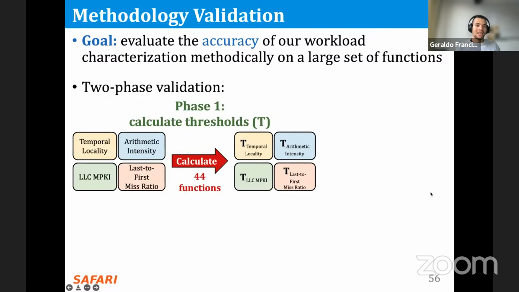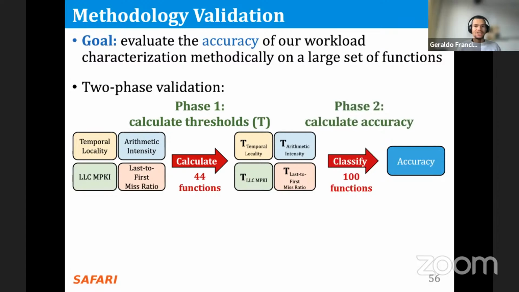In phase 1 of our validation, we calculate the threshold values that define the low-high boundaries for each one of those 4 metrics that we use to cluster the initial 4 applications into the 6 memory bottleneck classes. We also include the LFMR curve slope to indicate when the LFMR increases, decreases, or stays constant as we scale the number of cores.